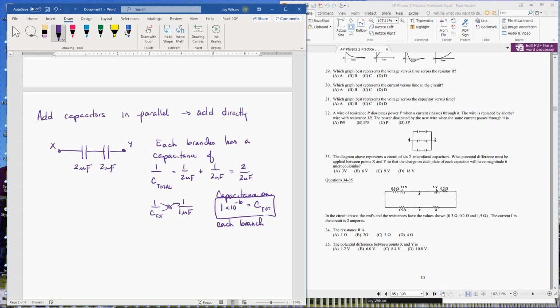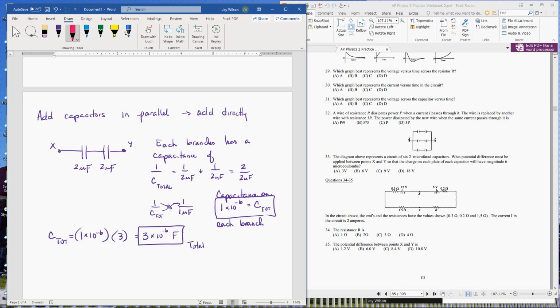Now then, what is the total capacitance for the whole thing? Well, now we're going to add all of them together. So each branch is 1 times 10 to the negative 6th. And I have 3 branches. So 3 times 10 to the negative 6th farads will be our total capacitance. Okay? That's our total capacitance. Now we had to do all of that to figure out this last piece.